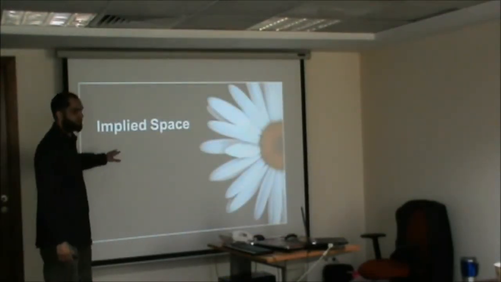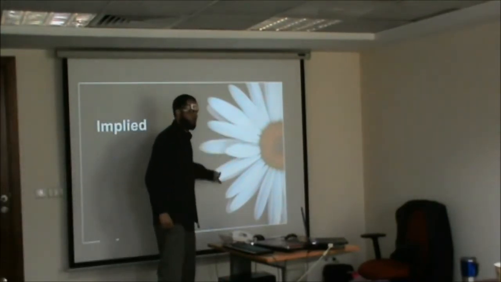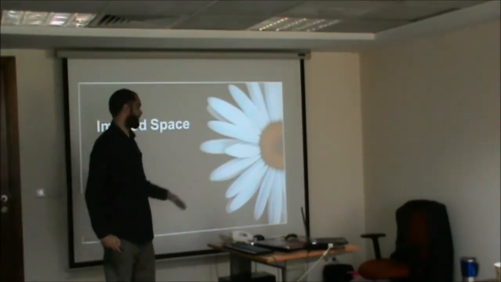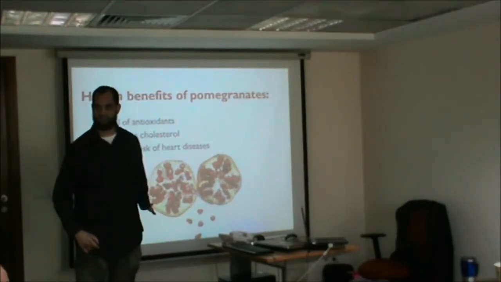I use something called implied space. With implied space, I do not necessarily need to show my image in total. I could cut it off. I don't have to show my entire flower. I can just cut it off. Here's an example. This is a demonstration. Can I demonstrate this? Sure.